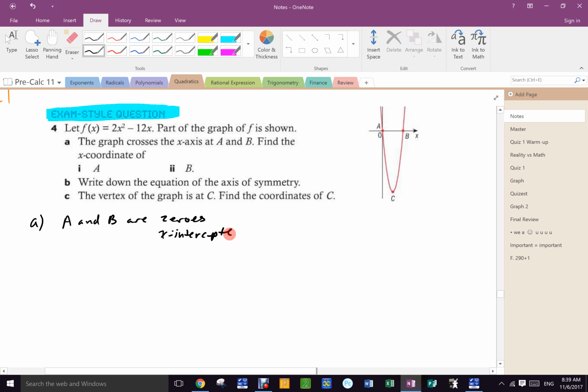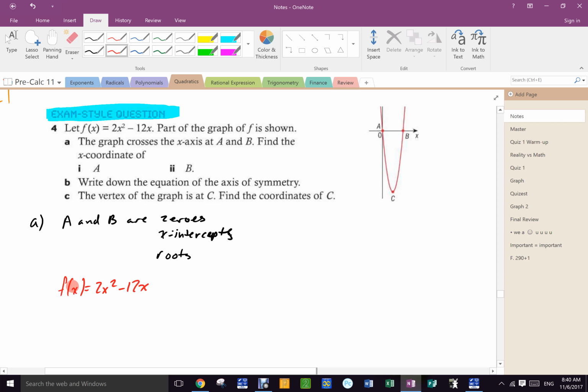That's what you call them based on grade 10. And we also came up with another word for them this year. We call them roots. So, I can see that I have two of them. So how do I find them when I have this form? f of x equals 2x squared minus 12x.